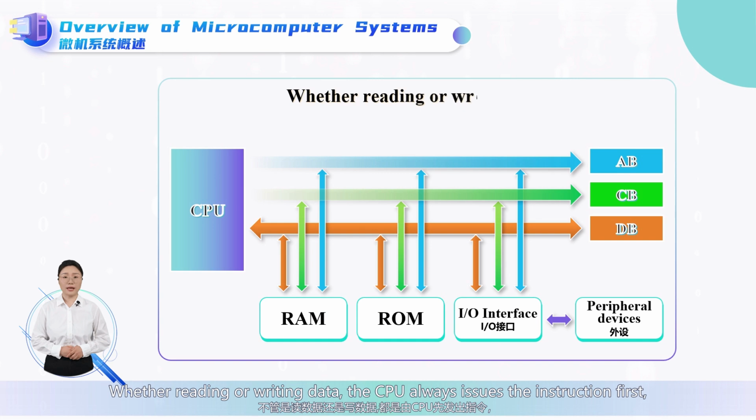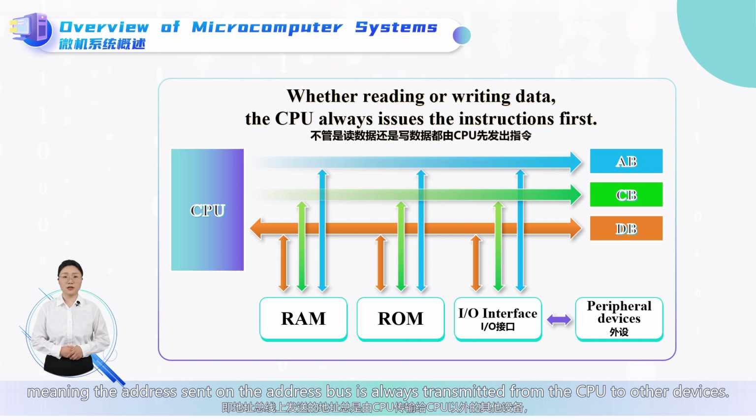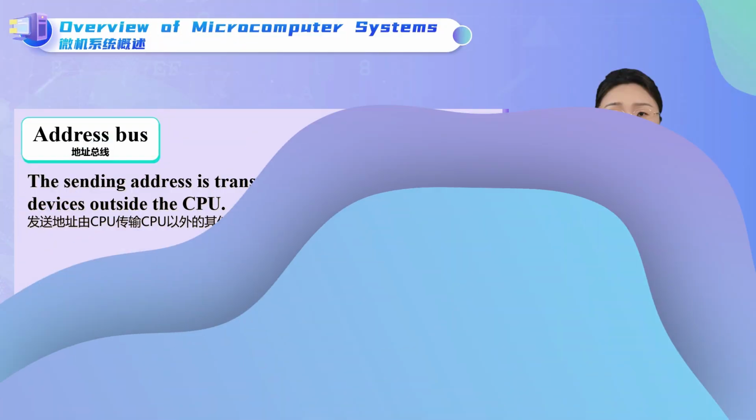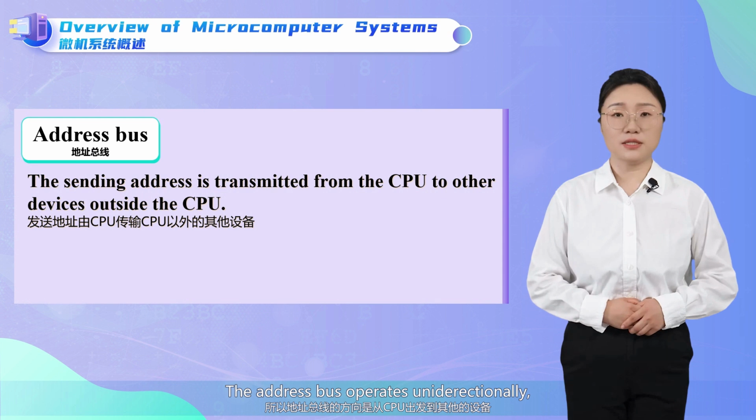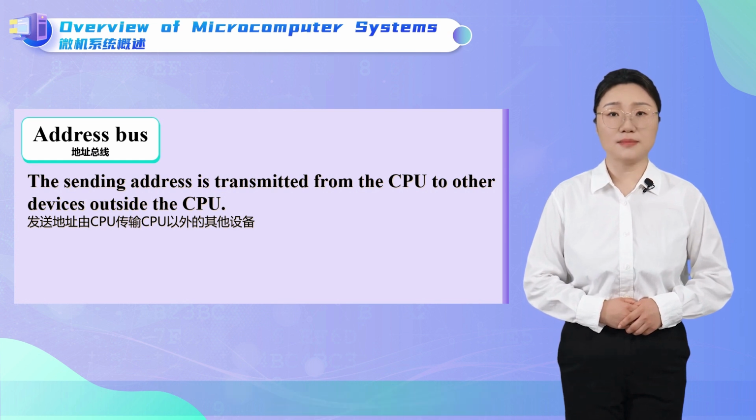Whether reading or writing data, the CPU always issues the instruction first, meaning the address sent on the address bus is always transmitted from the CPU to other devices. The address bus operates unidirectionally, transmitting addresses exclusively from the CPU to other devices.